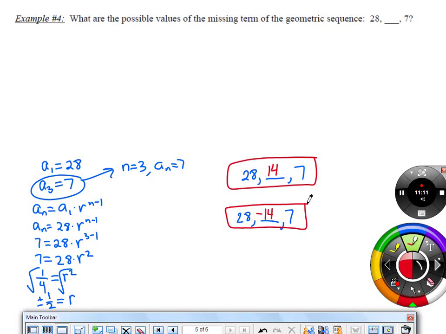This is different than the previous problem because we had the fourth term rather than the third term, and that's why we didn't get both the positive and the negative option. So you guys want to know your explicit rule, how to identify a geometric sequence, and what the common ratio is.